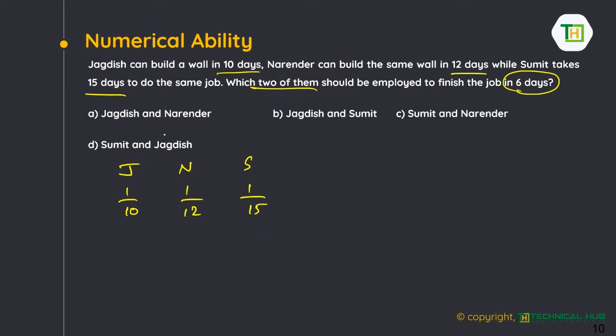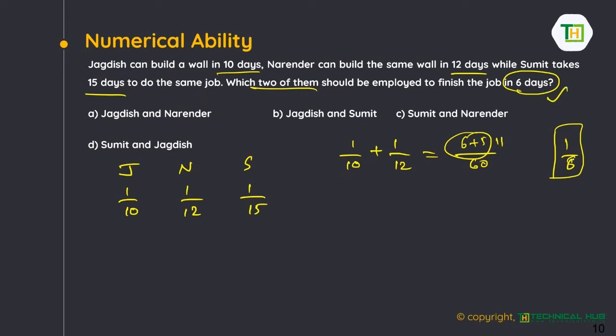Okay. Here the first option is Jagadish and Narendra. You can add these two. Jagadish is 1 by 10 and Narendra is 1 by 12. Here the LCM is 60, and next it is 6 plus 5, 11. 11 by 60 is not equal to 1 by 6. You must get 1 by 6. Why? Because the total work is finished in 6 days. Therefore, the capacity must be 1 by 6. 11 by 60 is not equal to 1 by 6. Option A eliminated.